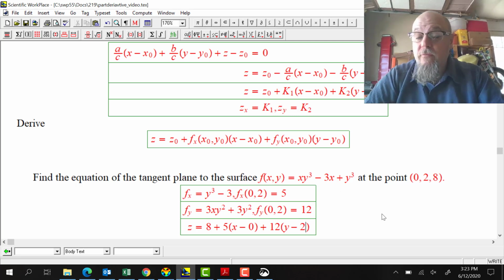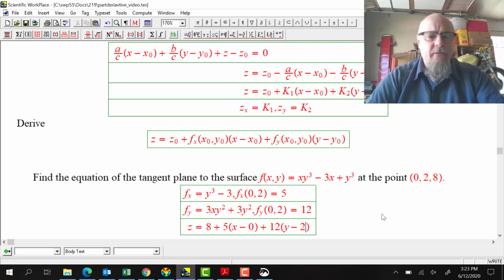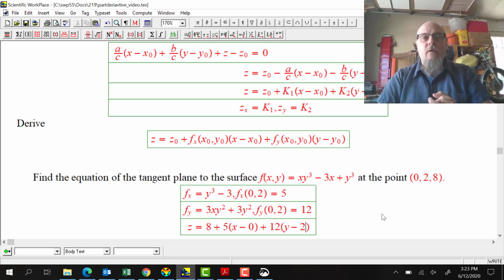Now that looks super straightforward. Yeah, it's not too bad. And the good thing about it is, usually on a multivariable calculus final exam, find the equation of the tangent plane is almost a guaranteed question. So it's an easy one to get grades with.